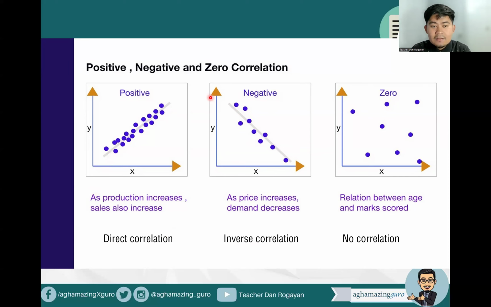This one is direct: when one goes up, the other goes up. When one goes up, the other goes down. That's inverse correlation. The relationship between height and mark scored is zero relationship, meaning there is no correlation. And again, what statistical tools are used for correlation, which you can commonly find in your majorship exam? Either Pearson r for interval, and Spearman rho for ordinal.